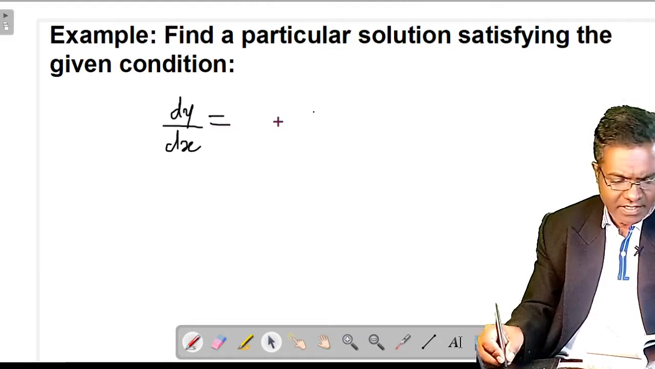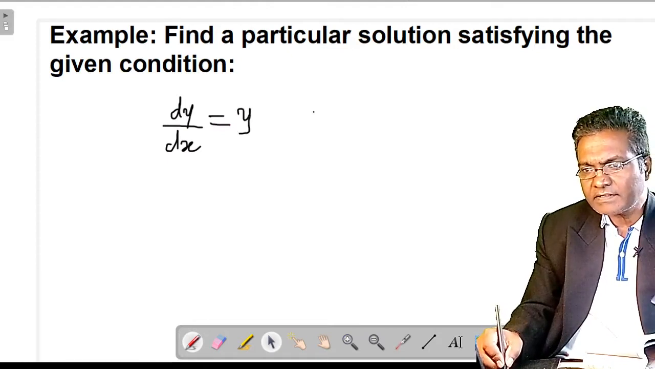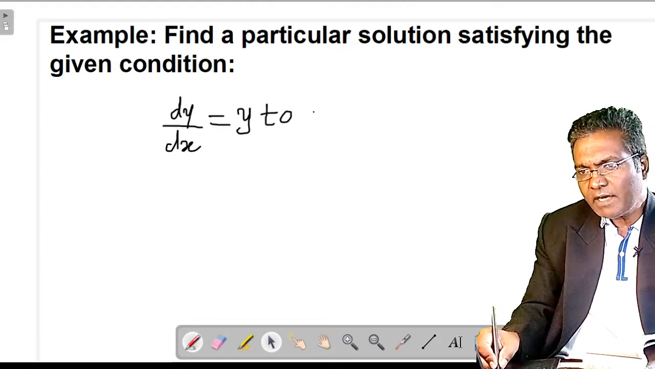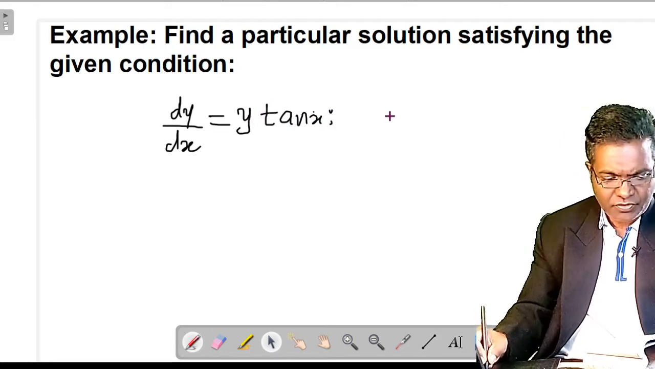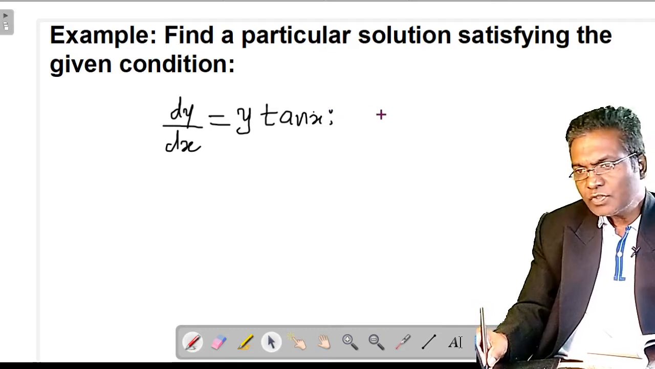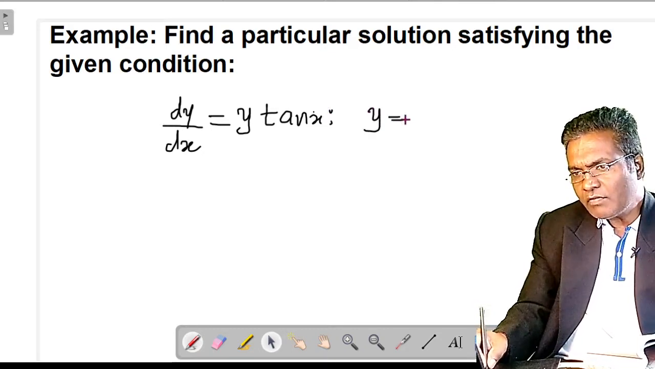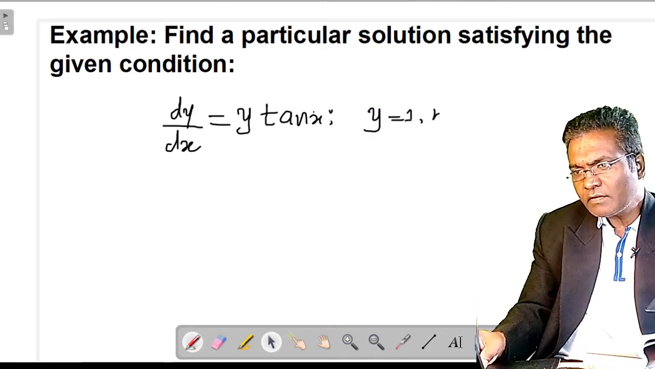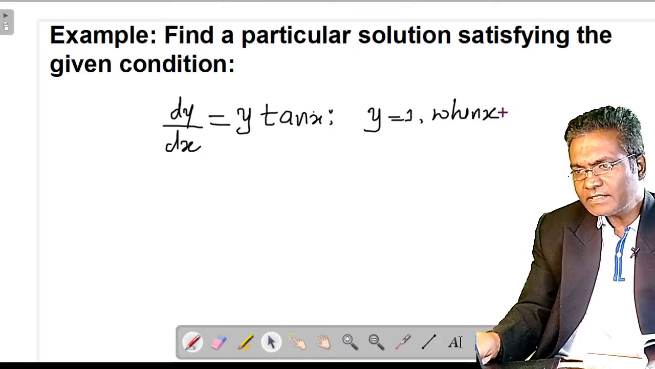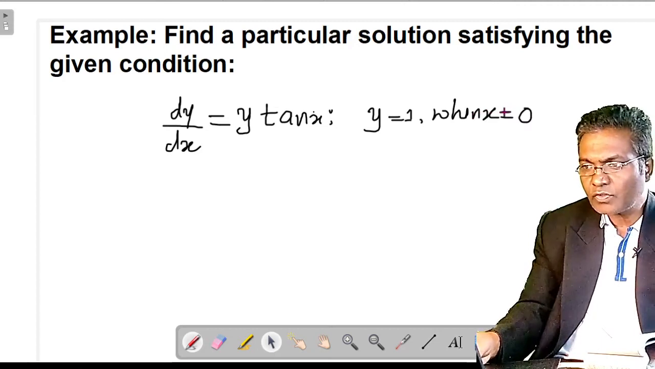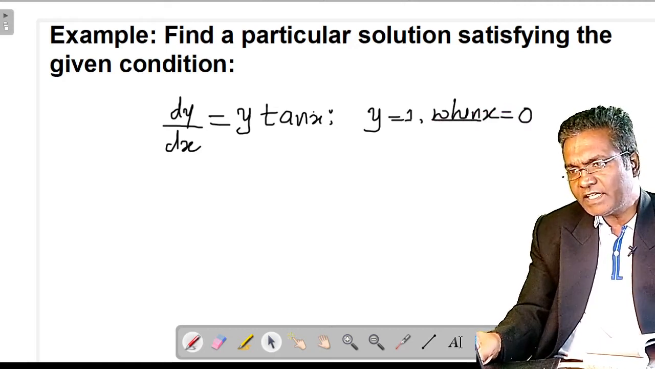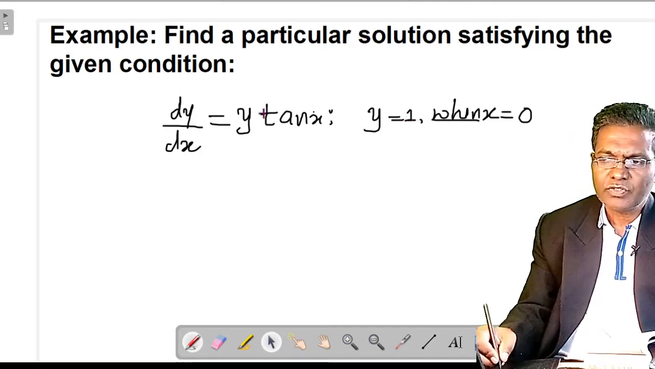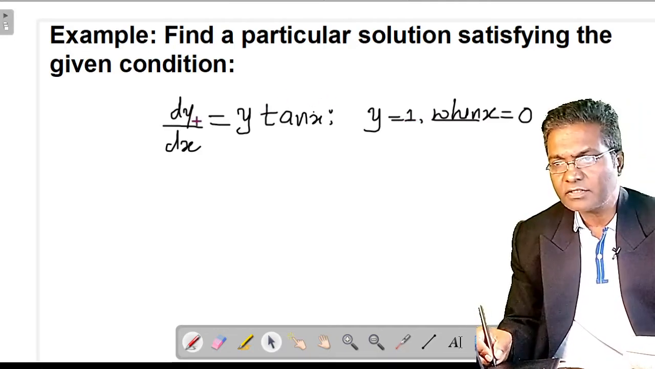dy by dx is equal to y tan x. You are given dy by dx is equal to y tan x and you are given some initial conditions. You are given the value of y is equal to 1 when x is equal to 0. So using this condition, y is equal to 1 when x is 0, you have to find the particular solution.